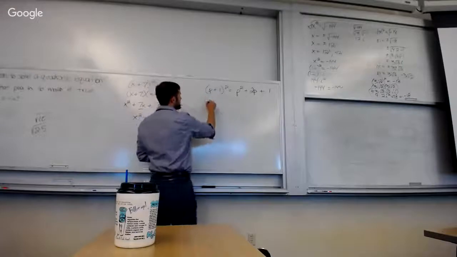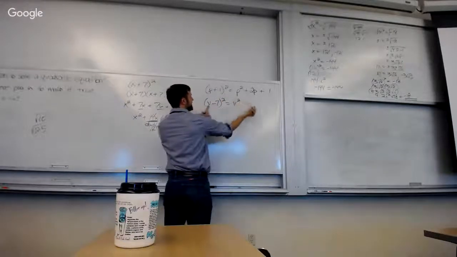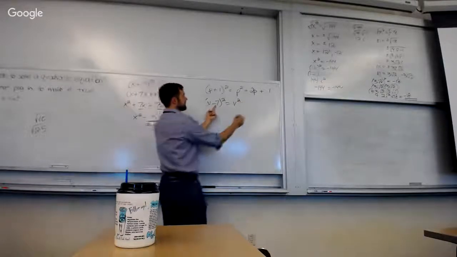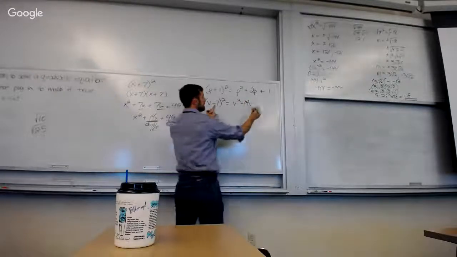So how about v minus 7 squared? This one's a little tricky. Again, you begin with the variable squared, and then what's negative 7 doubled? Negative 14v. And then what's negative 7 squared? Plus 49.